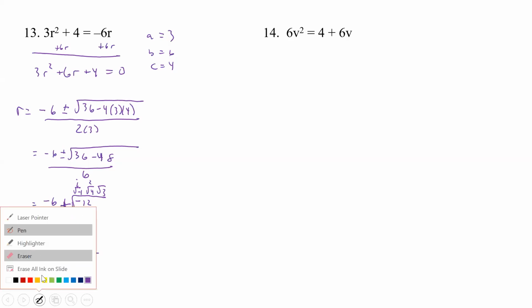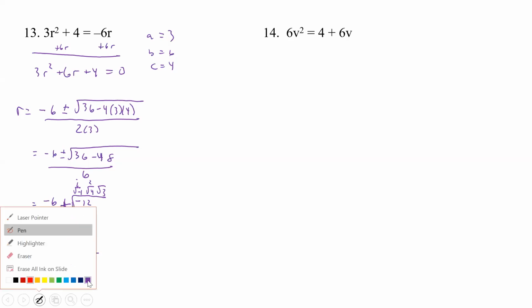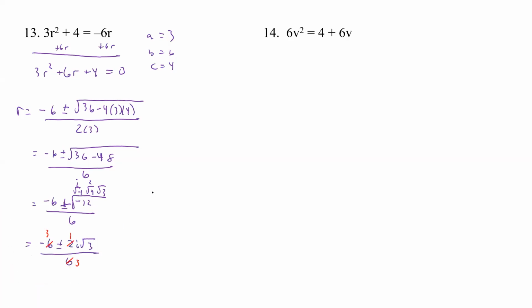And if we want, we can reduce this. 2 will go in here, 3. 2 will go in here, 3. 2 will go in here, 1. And we get two values. We get r equals negative 3 plus i square root of 3 over 3, and r equals negative 3 minus i square root of 3 over 3. Okay, and so those are our two values.